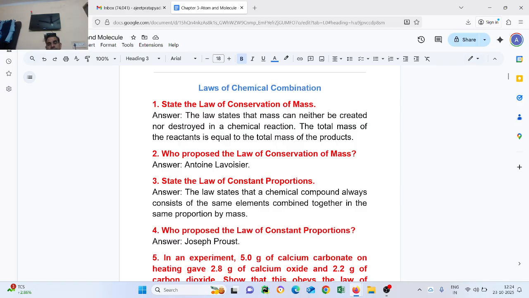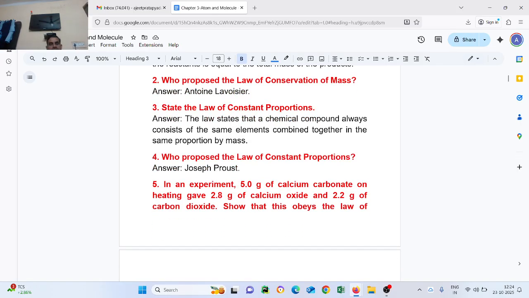Question number 4. Who proposed the law of constant proportion? Joseph Proust proposed the law of constant proportion.